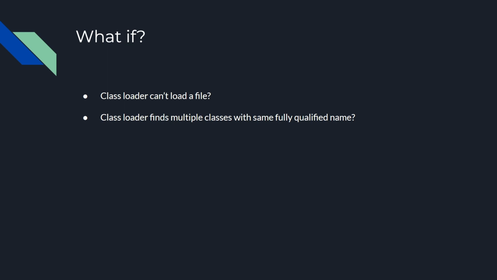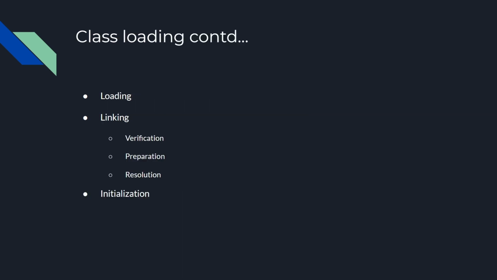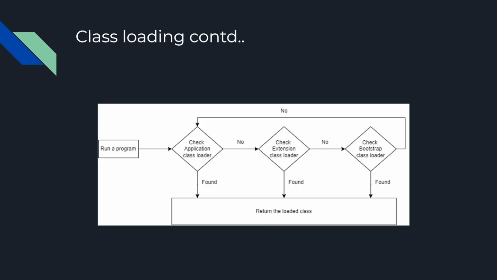Let's talk about what if. What if the class loader can't load a file? We talked, let me go back, in this flow that when we run a program, the JVM tries to load a class. And because this is a tree hierarchy of class loaders, each class loader delegates the responsibility to its parent to check if the parent has that class.